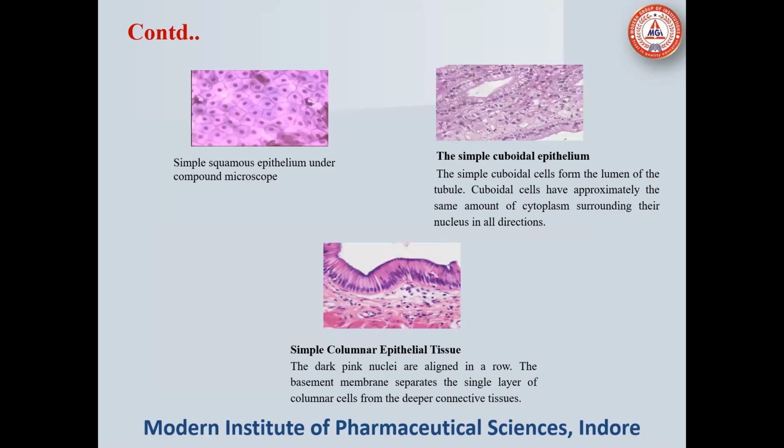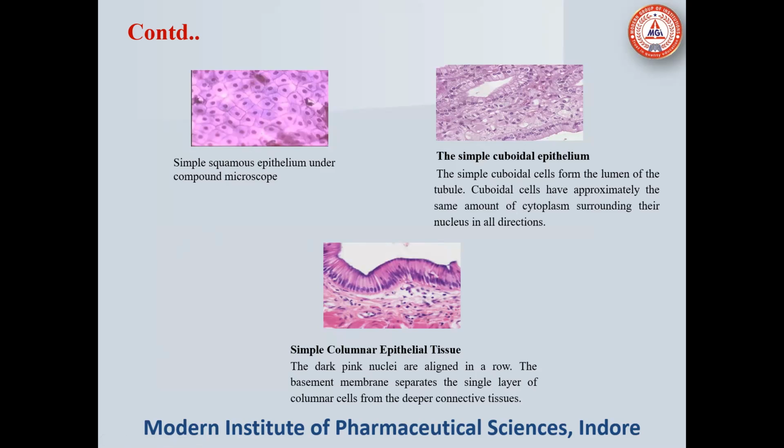Now, when you see the simple squamous epithelial cell under a compound microscope, you can see this type of structure, as it is a flat cell and the nucleus is present at the apex. Now, when you see the simple cuboidal epithelium cells in the microscope, the cuboidal cells have approximately the same amount of cytoplasm surrounding their nucleus in all directions.